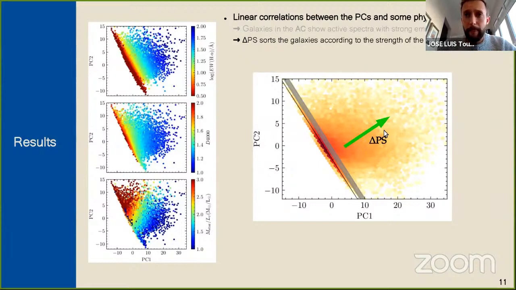We can define a new parameter, this delta PS, which is simply the distance of any of these points to the fit that defines the core of the passive sequence.